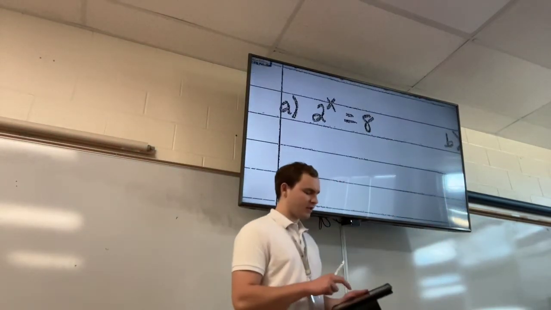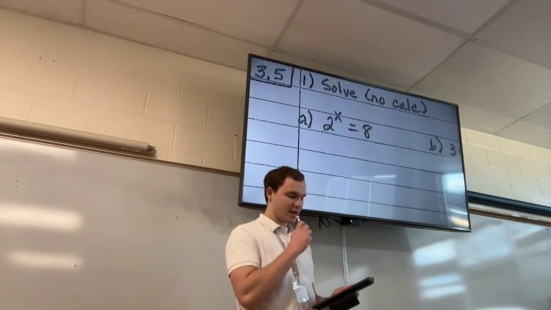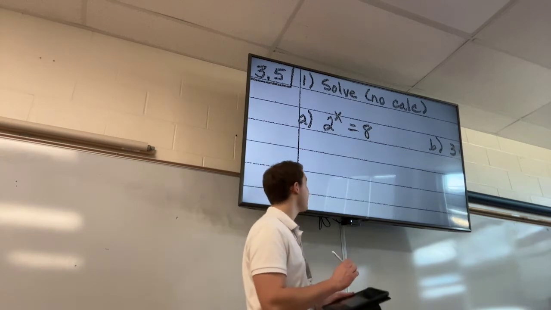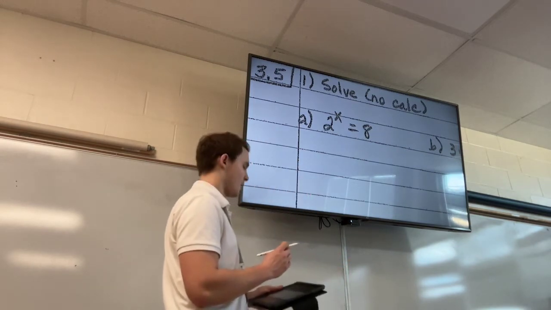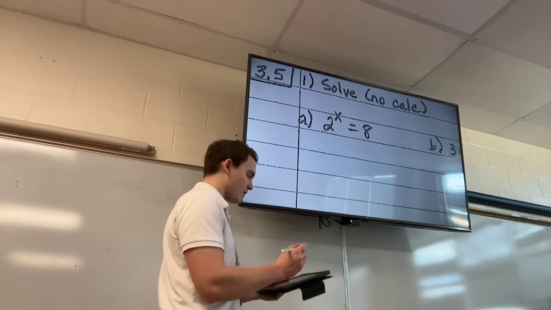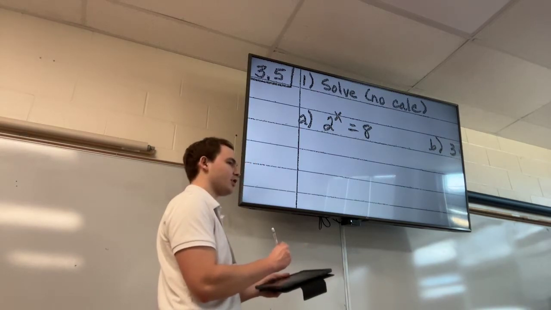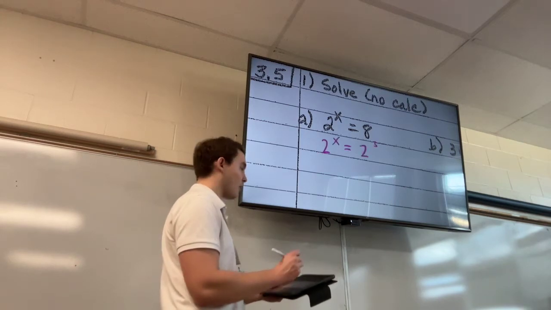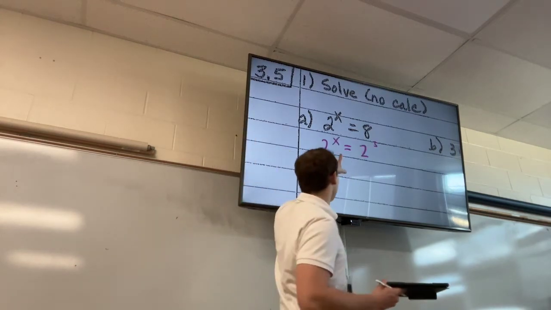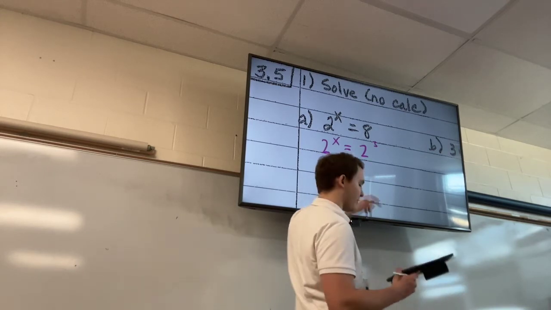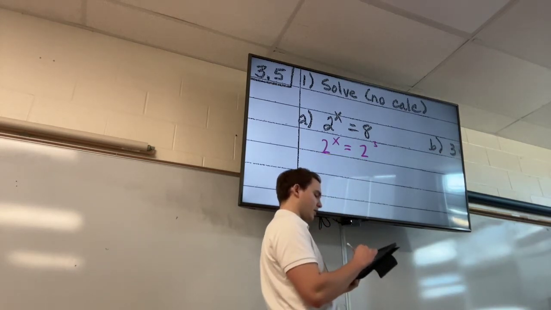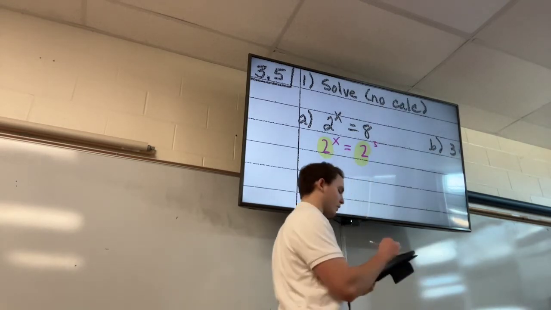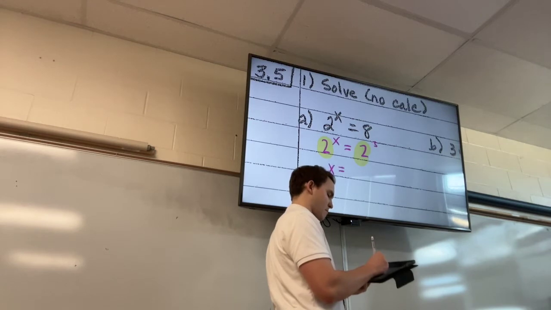So for something like 2 to the x equals 8, there's a couple ways we can do this, okay? Here's one way you can think of it. 8 is equal to 2 to the power of what? So you can rewrite this as 2 to the x equals 2 cubed, okay? If you have an equation with two identical bases, that's what I mean by 2, I'll highlight this 2, then the exponents have to be equal. So you get x equals 3 from that. Okay? That's one way of doing it.